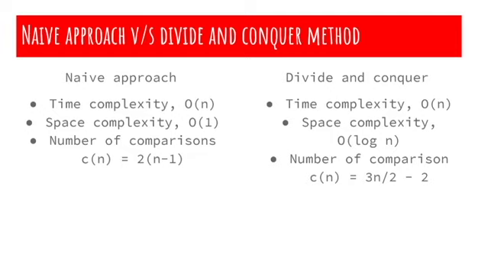Compared with 2 into n minus 1 comparisons for the straightforward method, this is a saving of 25% in comparisons. It can be shown that no algorithm based on comparisons uses less than 3n by 2 minus 2 comparisons. So, in this sense, the algorithm MinMax using divide and conquer is optimal. But does this imply that MinMax is better in practice?